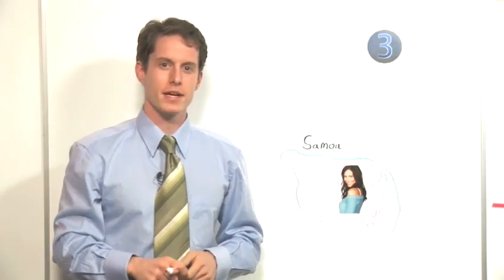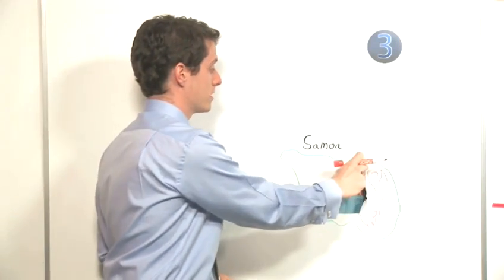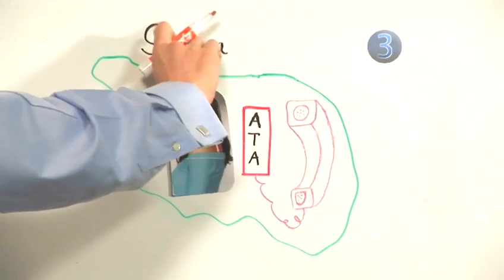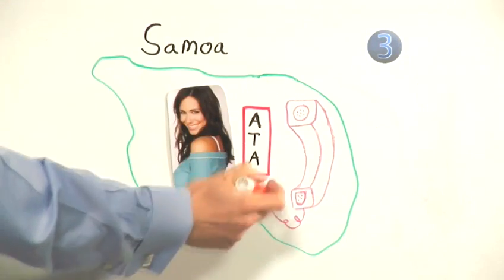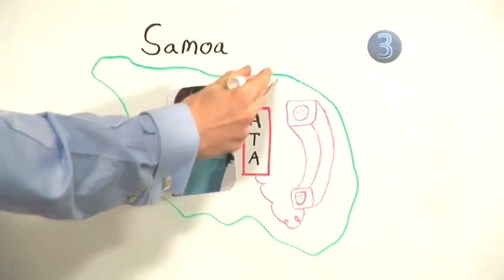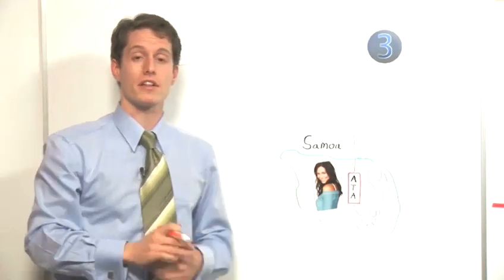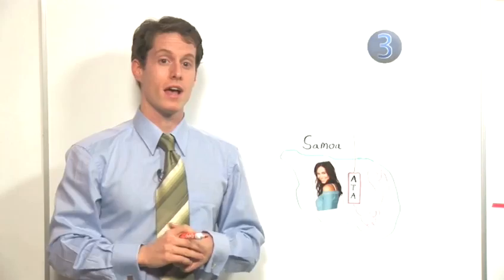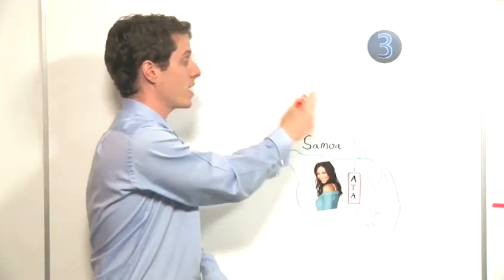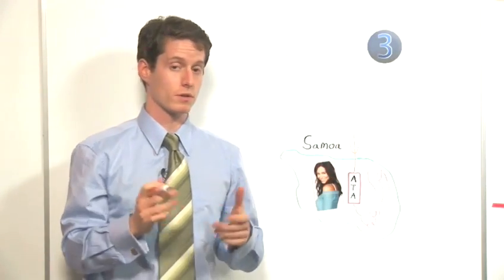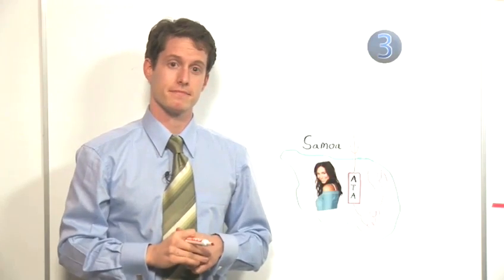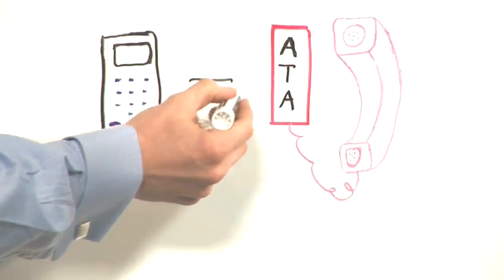So, the next time your next door buddy takes a trip to Samoa, tell her to take her ATA device with her, plug her phone into her ATA device, take the ATA device, plug it into the internet, and she's calling you, just as if you were next door. When you call her, it's the same price as a local call, because as far as your phone company is concerned, it is. The same applies to the IP phone.